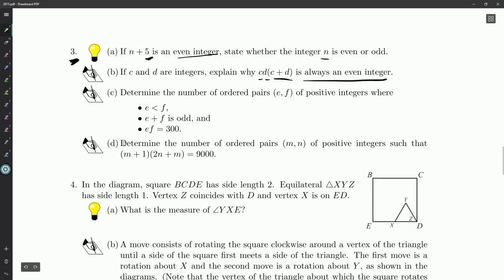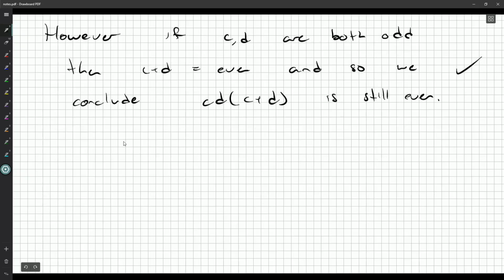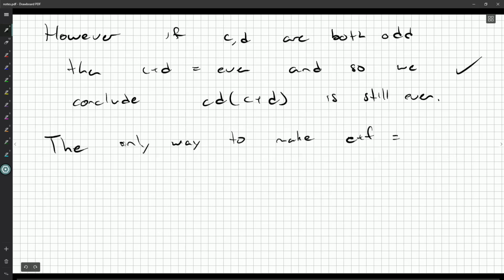Alright, C. Determine the number of ordered pairs (e, f) of positive integers where e is less than f, e plus f is odd, so one of them is even, one of them is odd. That's the only way to have a sum that's odd. We sort of already remarked that. In fact, I can even write that down now. So the only way to make e plus f equal an odd is if exactly one of e or f is odd. 2 odds wouldn't do the trick.